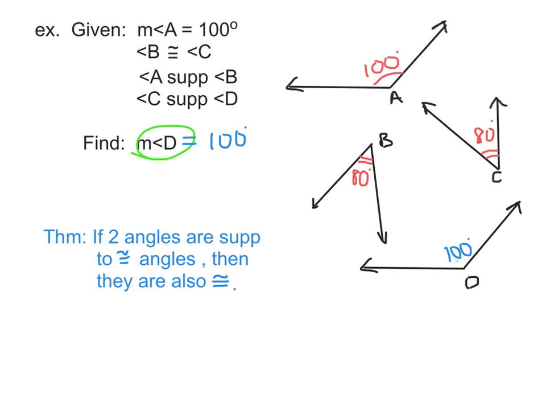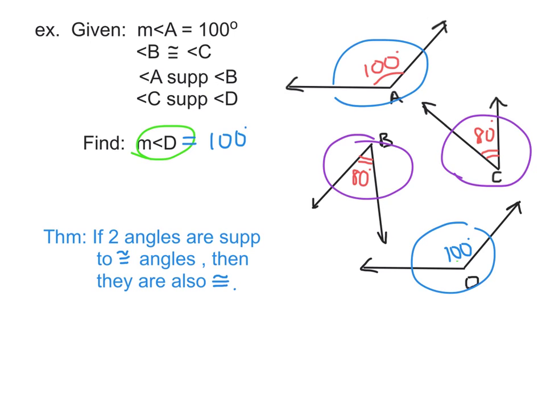Okay, so what did we discover this time? We discovered if two angles are supplementary to not the same angle, like the last slide, but congruent angles, then they are also congruent. So what does that mean? That means since A and D are supplementary to B and C, remember they were marked congruent, then that makes A and D congruent. So if I try to color code this, all right, these guys are supplementary to these guys, and because these guys are congruent, that makes the blue ones, or angles A and D, also congruent.